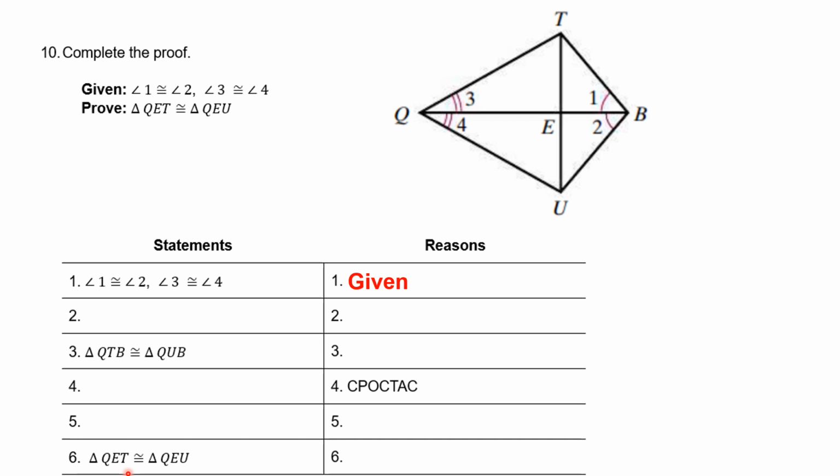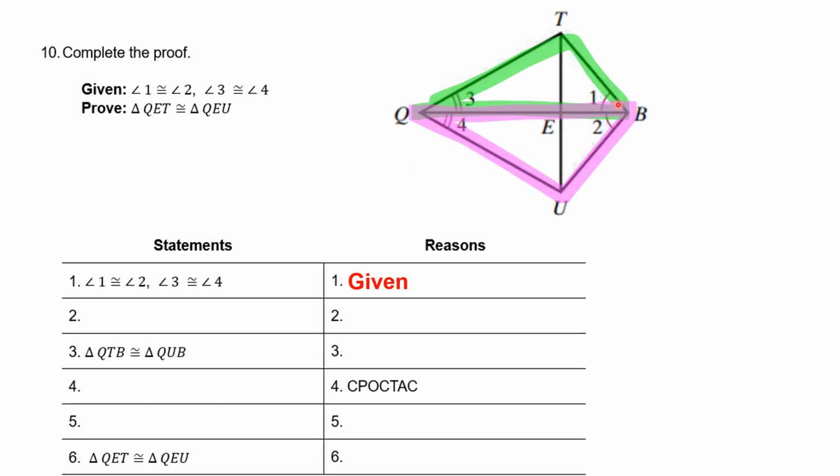So let's take a look at line 3. That's going to inform us of how we should fill in line 2. Line 3 says triangle QTB, that's QTB up there at the top, is congruent to triangle QUB, QUB at the bottom. And we have a blank line.